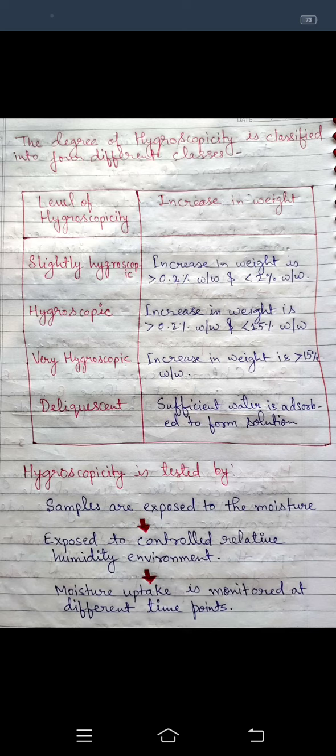Now coming to how hygroscopicity is tested. Hygroscopicity is tested in three simple steps. The first is that samples are exposed to moisture, in a controlled relative humidity environment, where temperature and pressure are controlled. The third point is that moisture uptake is monitored at different time points, like after half an hour, after 1 hour, after 1.5 hours. Likewise, we have to monitor.